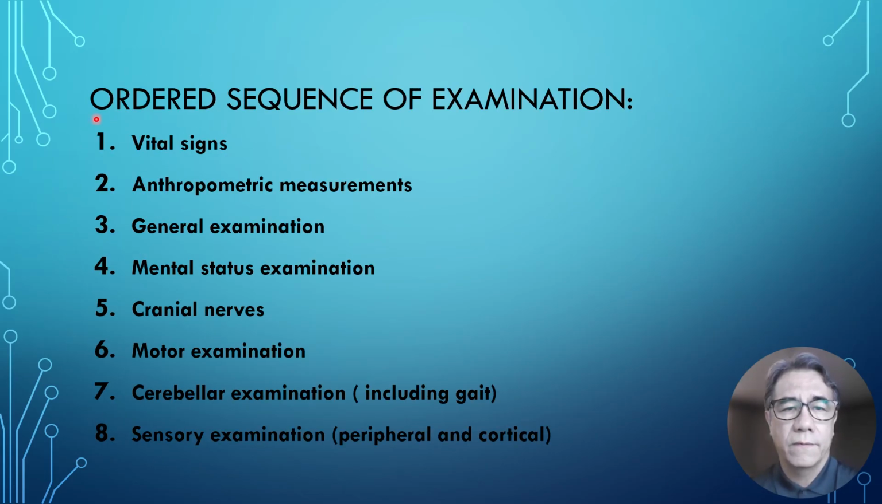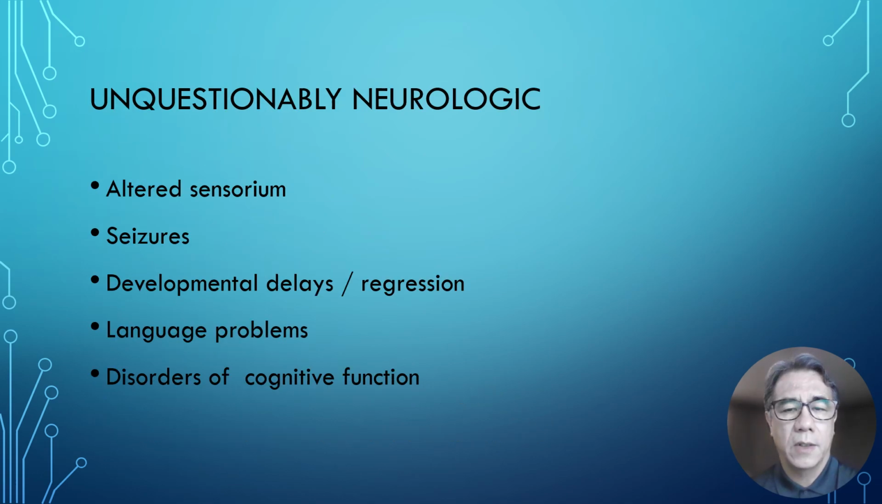And when you do your neurologic examination, you start off with the usual vital signs, anthropometric measurements, especially when they're less than 2 years of age, general assessment, mental status, cranial nerves, motor exam, cerebellar exam, and sensory examination. Going back again to history, unquestionably neurologic would be altered sensorium, seizures, language problems, and cognitive dysfunction.